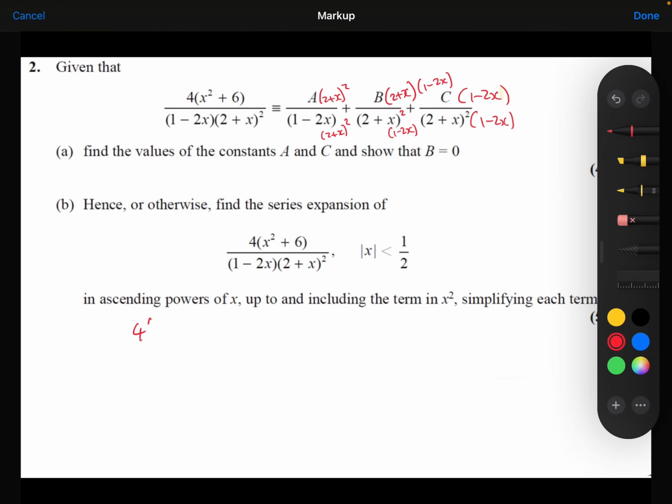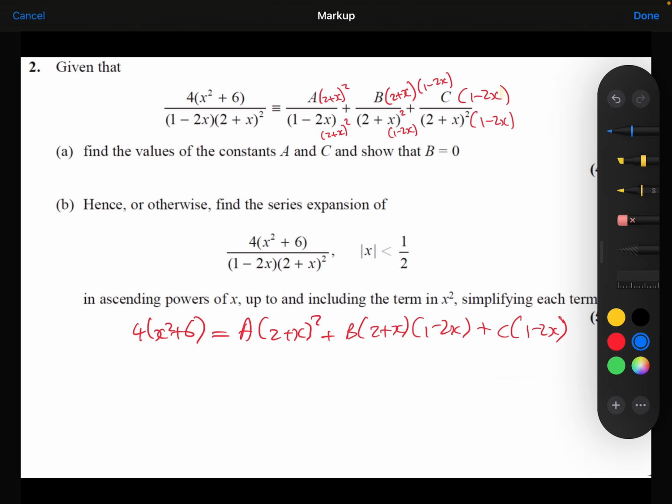The 4x² + 6 has to equal a times (2 + x)² plus b times (2 + x)(1 − 2x) plus c times (1 − 2x). Right, I need to find the values of a, b and c that make this true.